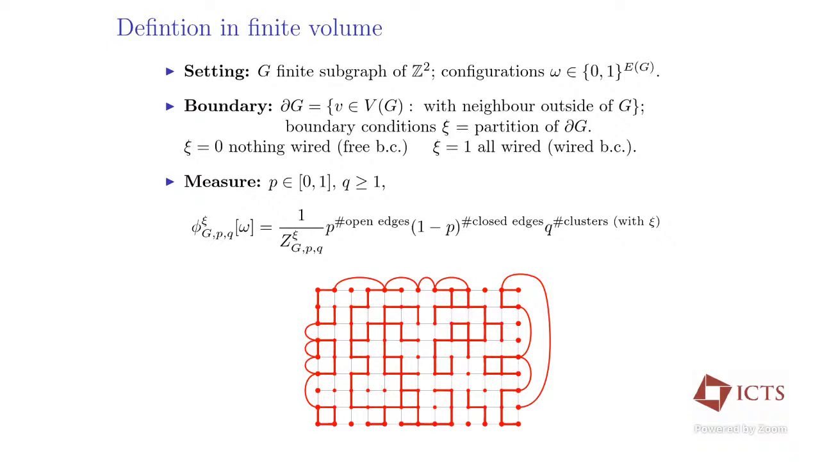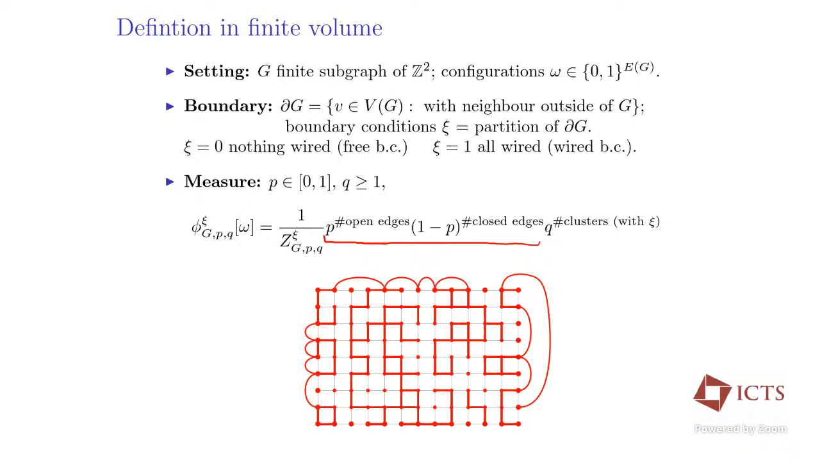So the setting: we're in a finite subgraph of Z2. We're again dealing with open and closed edges. For a finite graph, I'm also going to define the boundary, which is just the vertices that have neighbors outside. When you look at FK percolation, you're basically doing Bernoulli percolation, which means that the probability of a given configuration is p to the number of open edges, 1 minus p to the number of closed edges.